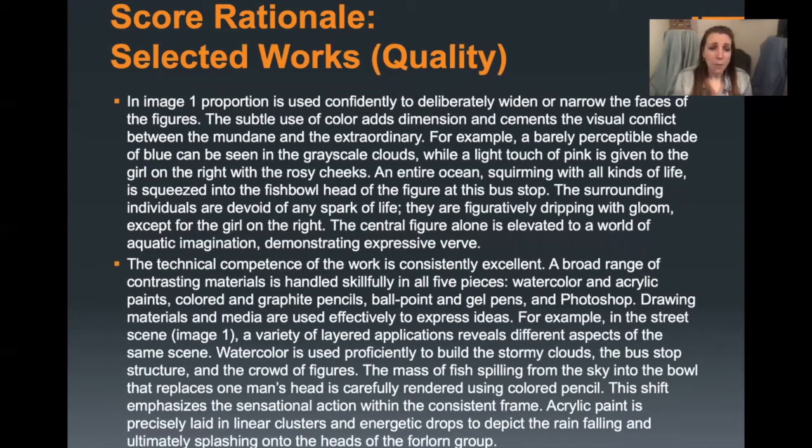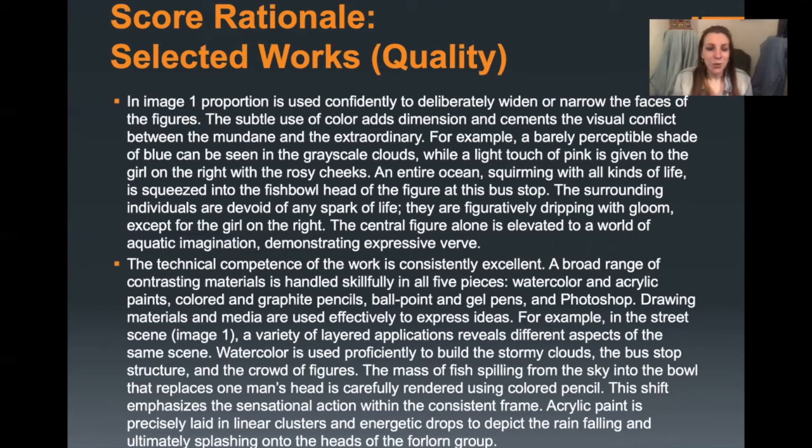The technical competence of the work is consistently excellent. That is the key. A broad range of contrasting materials is handled skillfully in all 5 pieces. Watercolor and acrylic paints, colored and graphite pencils, ballpoint and gel pens, and Photoshop drawing materials and media are used effectively to express ideas. So you want to make sure that you are technically skilled and expressing your ideas effectively. And those are all phrases from the scoring rubric.